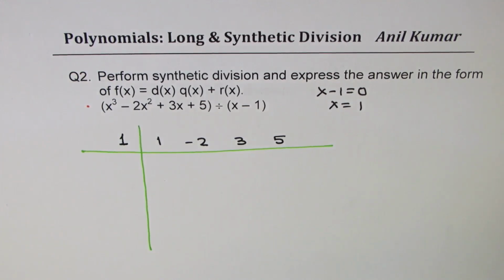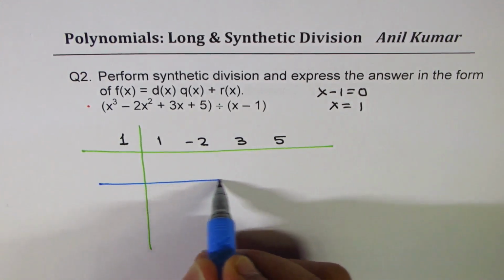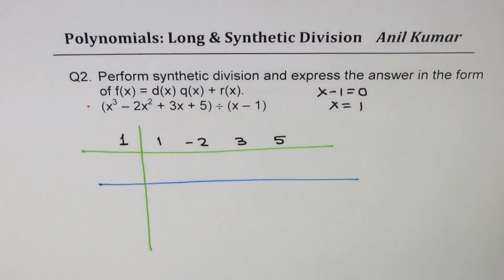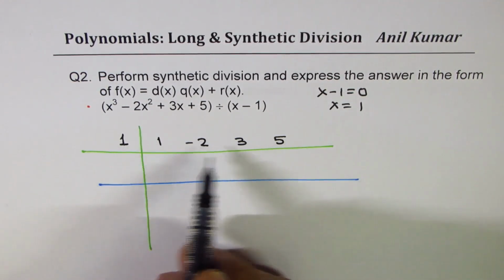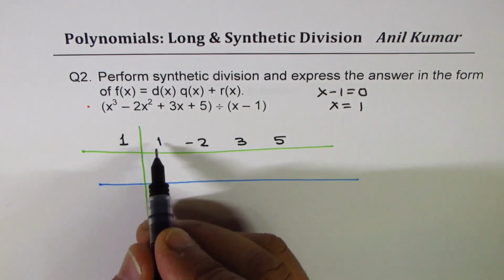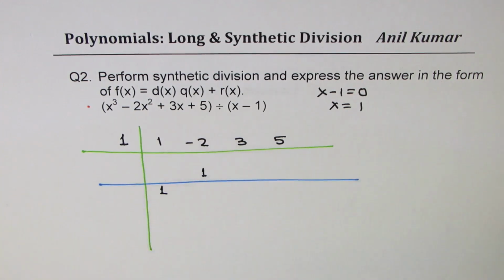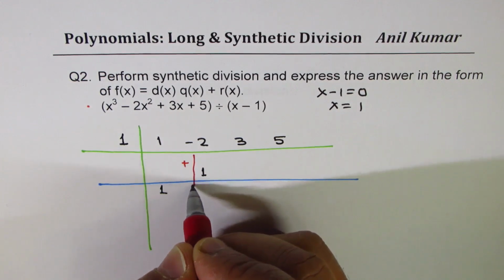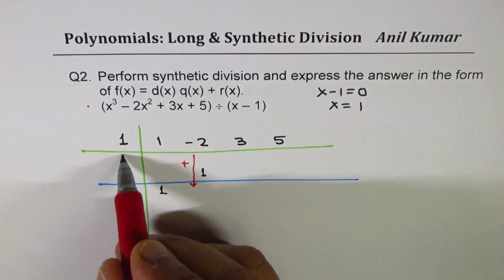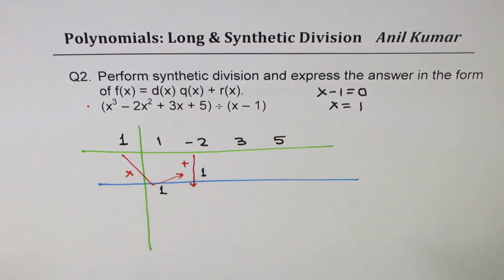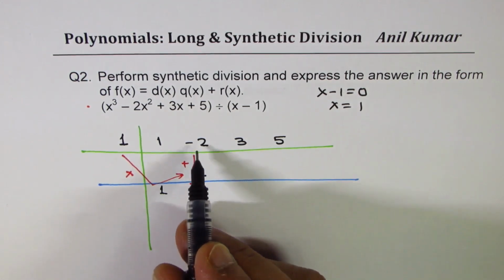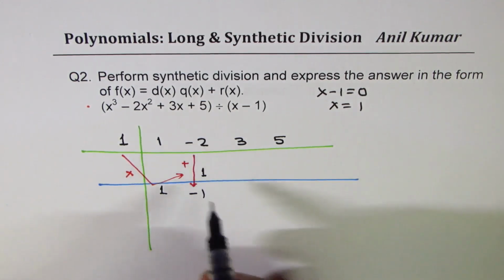Now, as you have seen in long division, basically you are always working with the coefficients. So writing coefficients helps us to get the result. Bring down 1 as such, times 1 with 1, you get 1. Whenever you're going downwards, we are adding, right? And whenever you're going diagonally, we are multiplying. So that is how it really works. And these two steps are repeated. So we get minus 1 when you add these two.